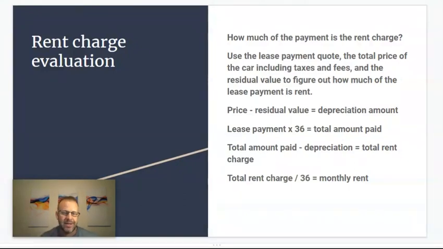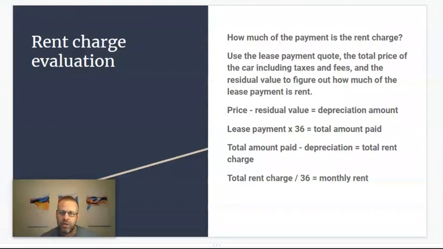I got my glasses on so we can do some math together. So here, we're going to use the lease payment quote you get, the total price of the car, including taxes and fees, so the total amount you're going to pay for the car, and the residual value to figure out how much of the lease payment is the rent.